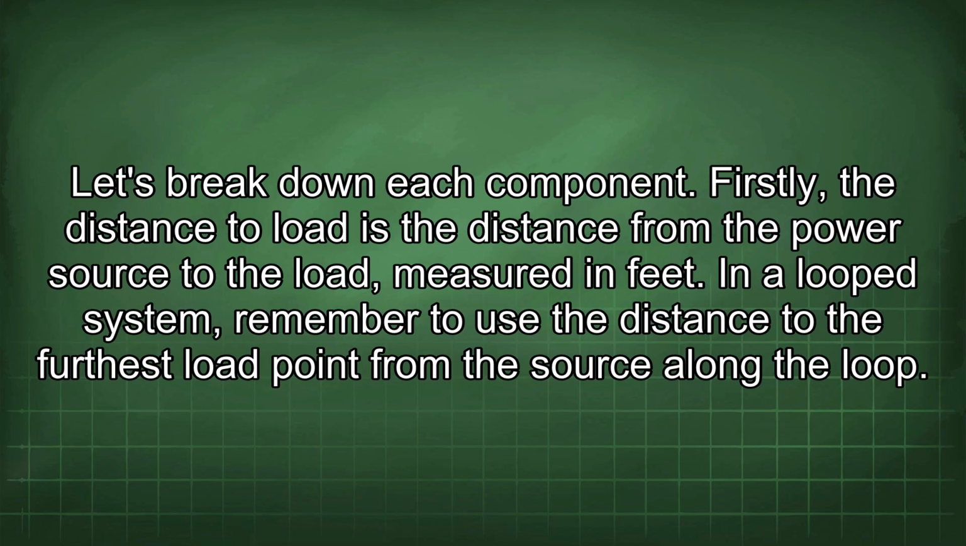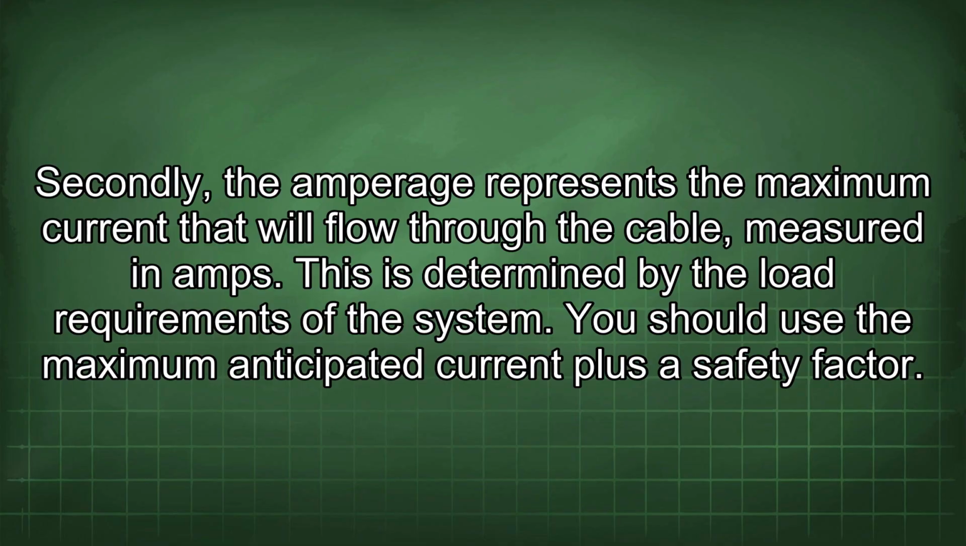Firstly, the distance to load is the distance from the power source to the load, measured in feet. In a looped system, remember to use the distance to the furthest load point from the source along the loop. Secondly, amperage represents the maximum current that will flow through the cable, measured in amps. This is determined by the load requirements of the system. You should use the maximum anticipated current plus a safety factor.